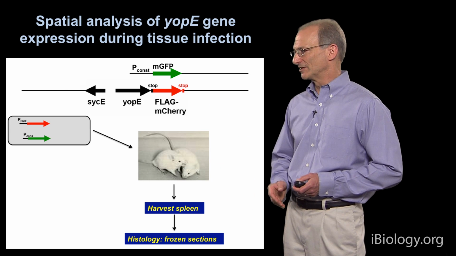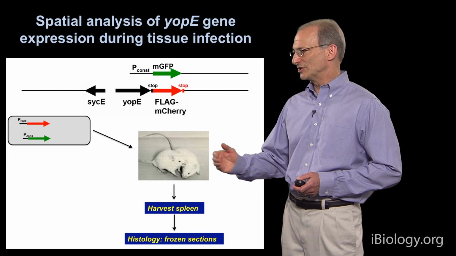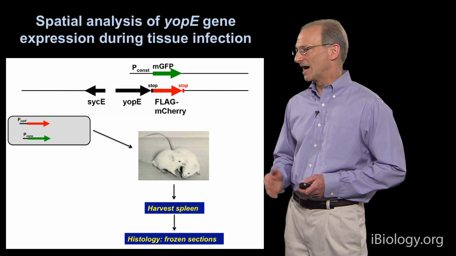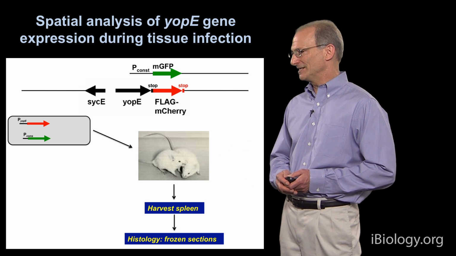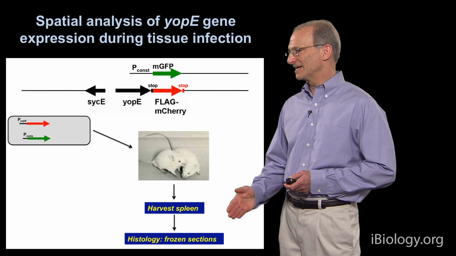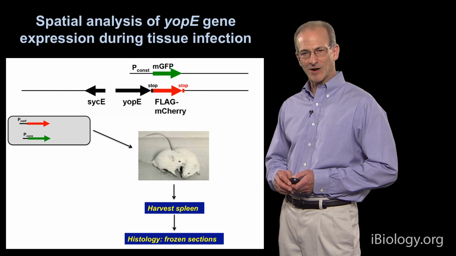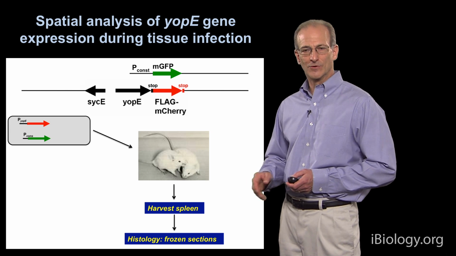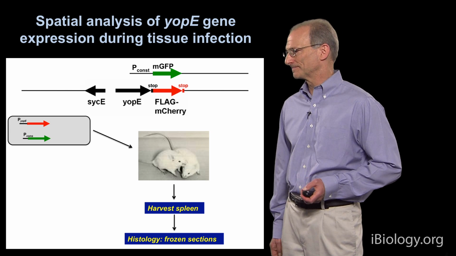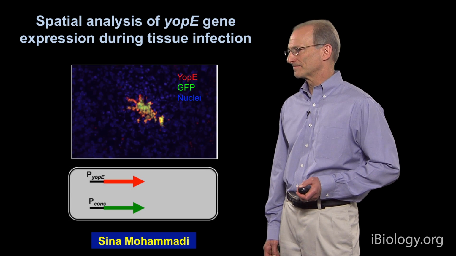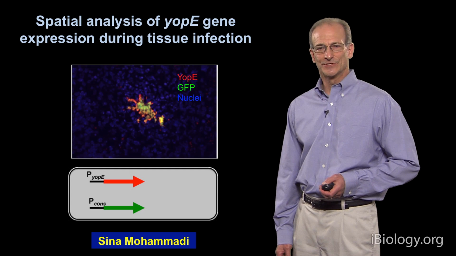Then we take this particular construct. We then inject animals intravenously. We allow infection to go on for 3 days. We then harvest the spleens, and we perform histology on frozen sections using fluorescent microscopy. Usually, we use confocal microscopy to do this. And you see a very striking result.